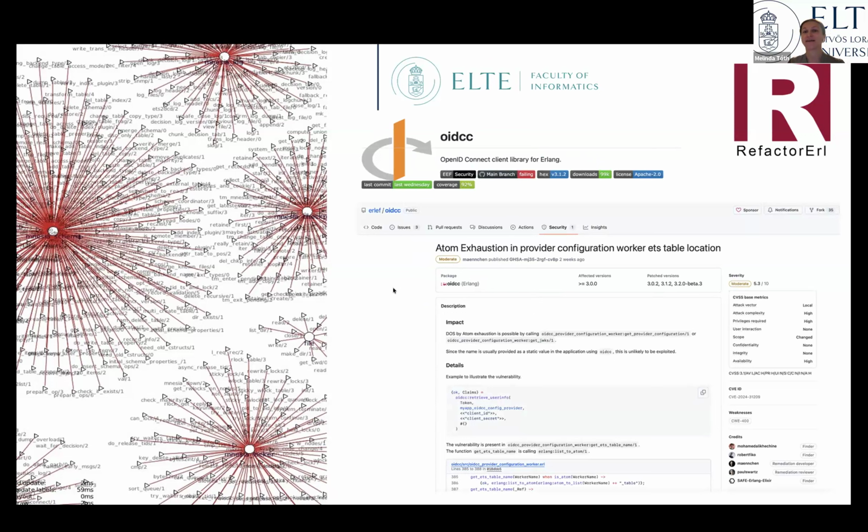our security analysis on the source of the library. We found an issue that we reported, and it's already fixed. So OpenID is safe to use.